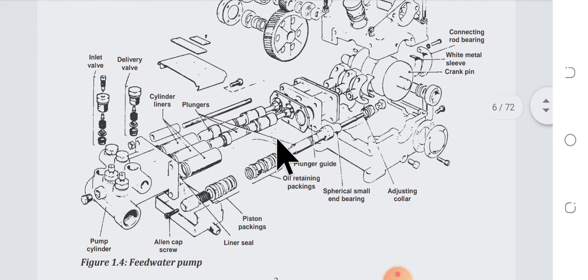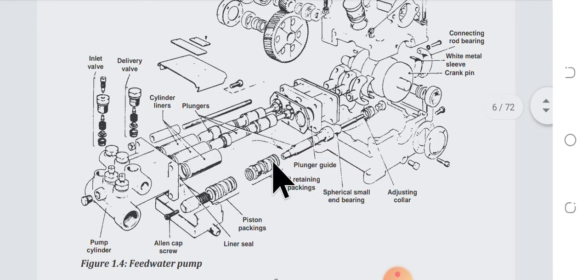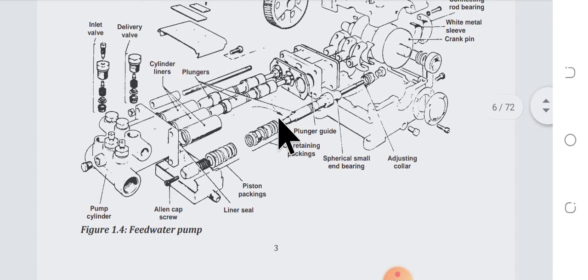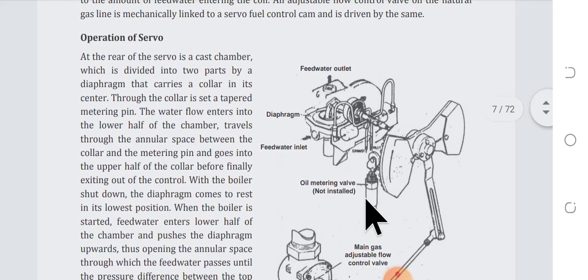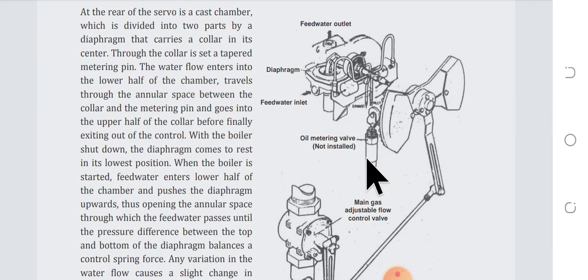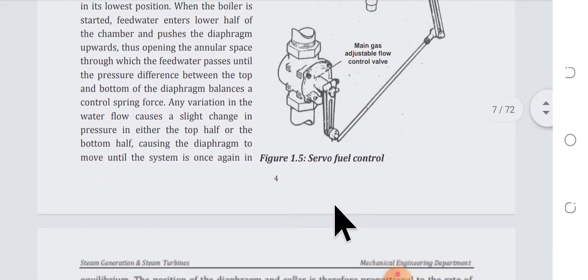This circuit is covered. Then there is an internal diagram of the pump. You do not need to read it in much detail, because this kind of pump is also obsolete in our current boiler industry. This is basically a reciprocating piston type pump. This is the servo control mechanism. I just showed that the servo control mechanism is controlling airflow, water flow, and gas flow, natural gas flow.